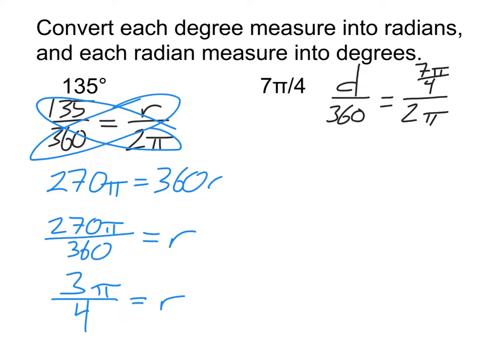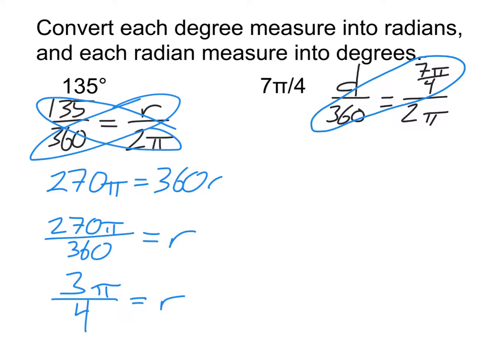This is usually the point when people start freaking out a little bit, because they see this and they think that it's big and scary. But deal with it just like any other number. So my next step, I'm going to go ahead and cross multiply. So I'm going to do 360 times 7 pi over 4. Well, that means I can do 360 times 7 divided by 4.